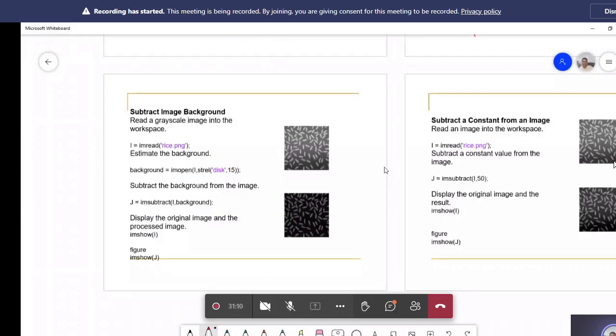Now this is one example. This is our first image. What I am going to do here: I read rice.png, which I have loaded in MATLAB. Estimate the background. This is the material part. Then subtract the background from the image.